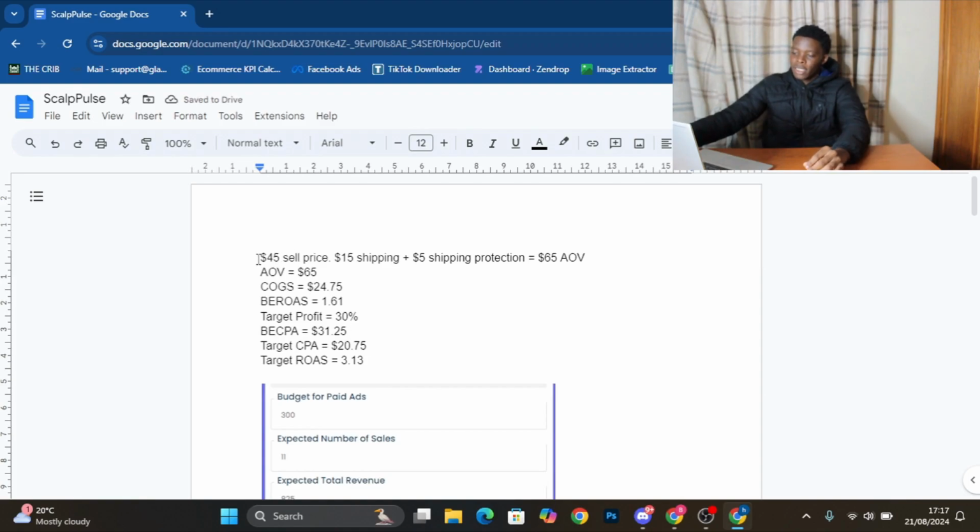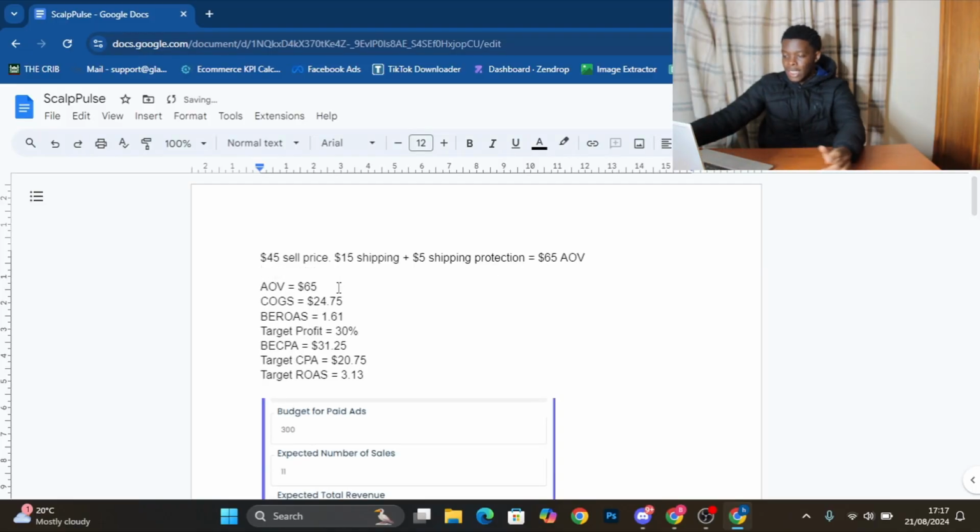And here's a perfect example of this using the last product that I ran. So as you can see here, I was selling this product at a $45 sell price, plus $15 shipping, plus $5 shipping protection to give us an AOV of $65 when someone just orders one. Now as you can see here, our AOV, as I said, was $65. Now the cost of goods sold, meaning the price to source it from the supplier, was $24.75. So I was basically selling it at around a $40 margin.